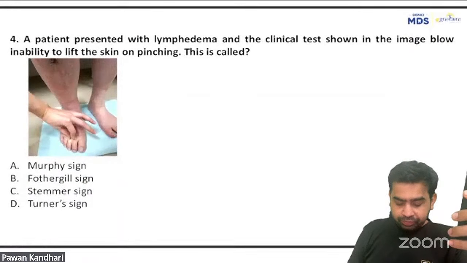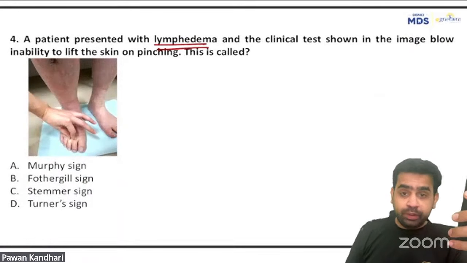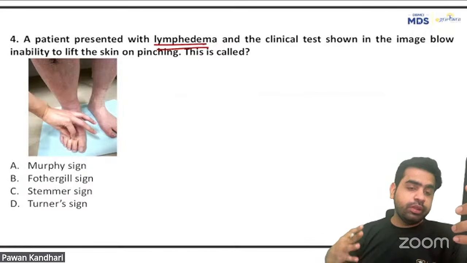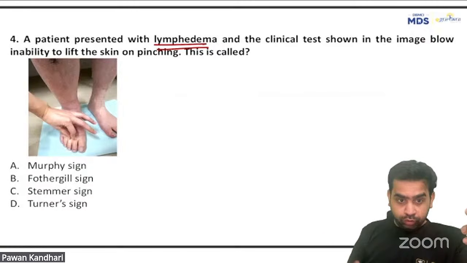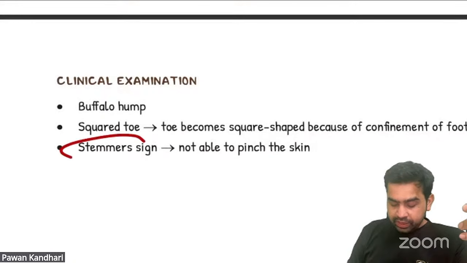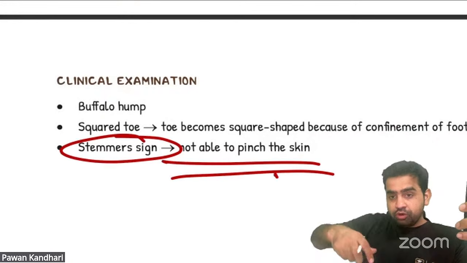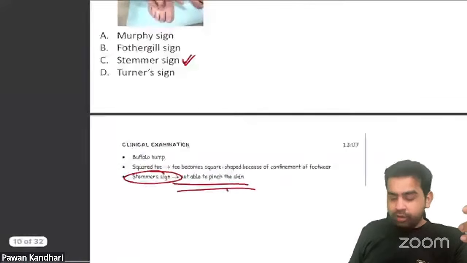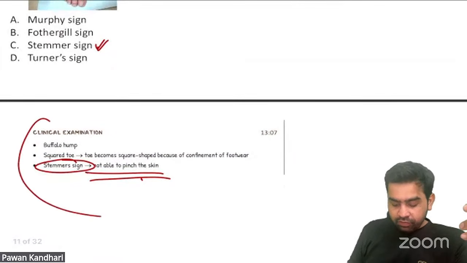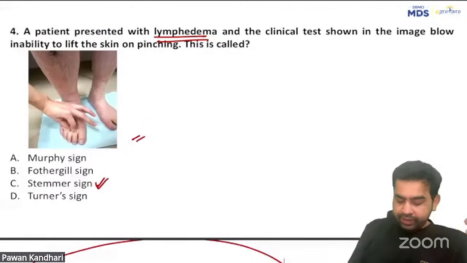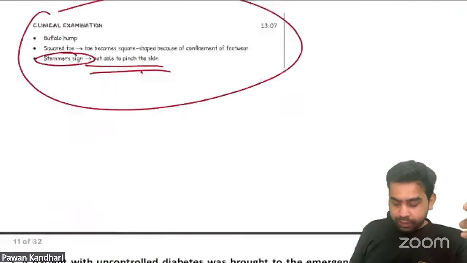Now, coming to this. A patient presented with lymphedema. I have been shouting for such a long period of time that the lymphatic system has become one of the important topics for you guys. And this is the Stemmer sign. It is a clinically very important sign which you use to diagnose it. When you try to pinch the skin, you're not able to pinch the skin. That is Stemmer's sign. We have covered this in detail in our notes as well, but this is the characteristic sign which was being tested. Okay, Stemmer's sign, perfect.